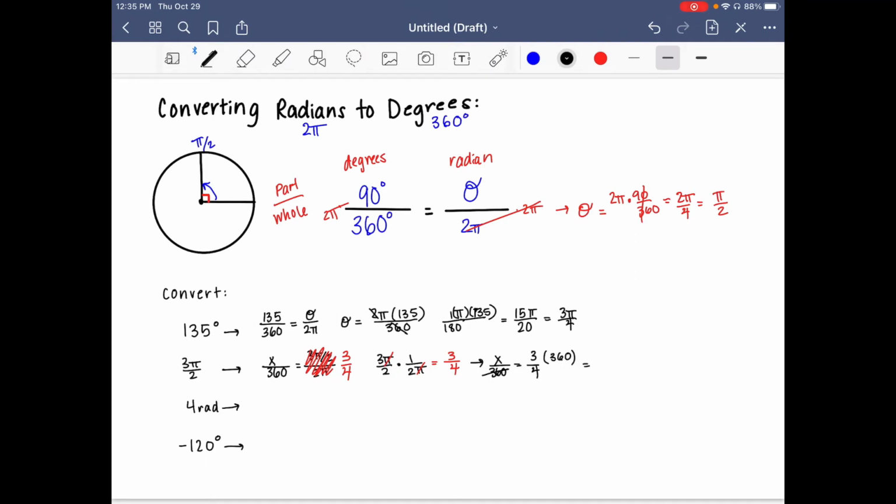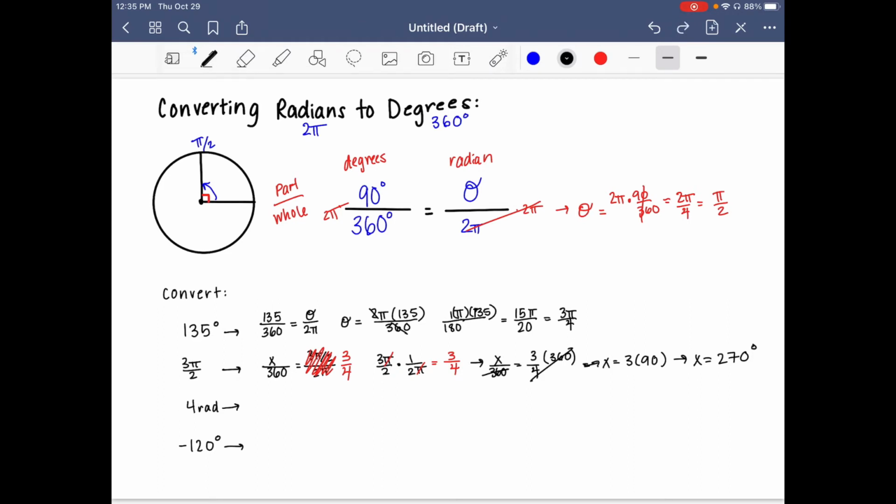I'm going to think about the fact that I can cancel out 4 and 360. I know that simplifies to 90. So x equals 3 times 90, and 3 times 90 is 270 degrees. Okay. Now, they didn't just give us 4 for this third one.